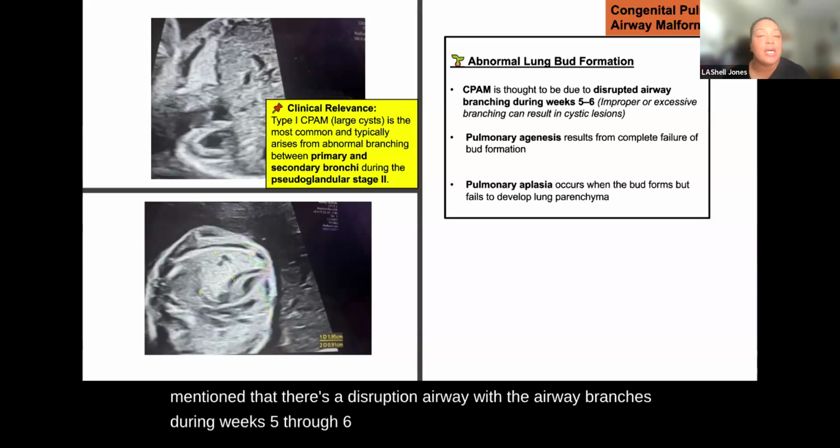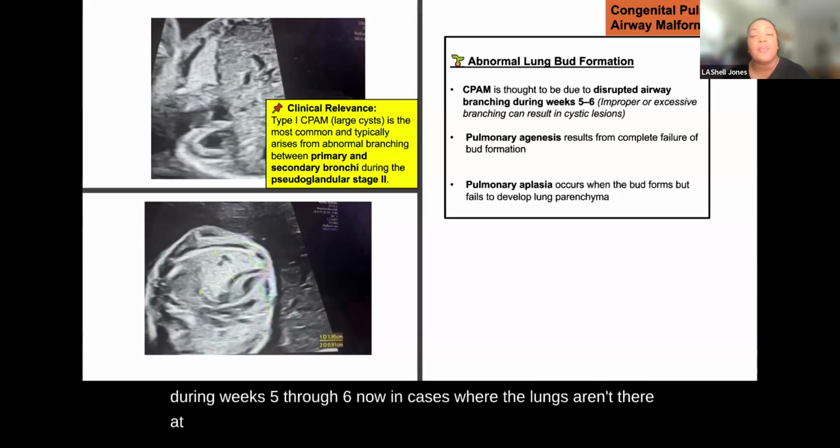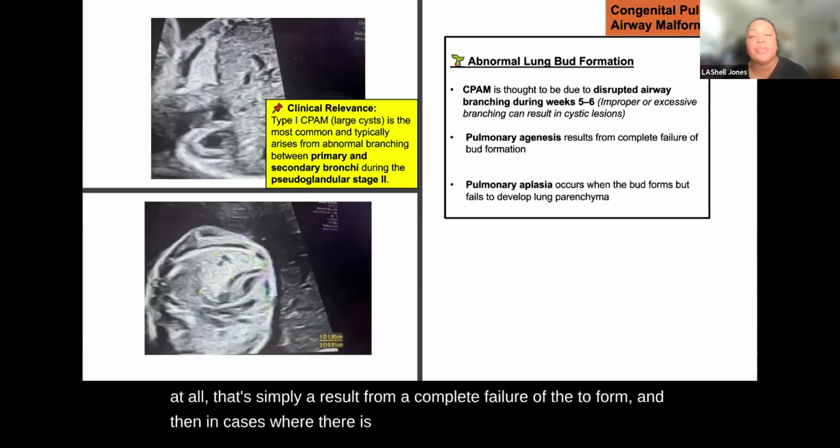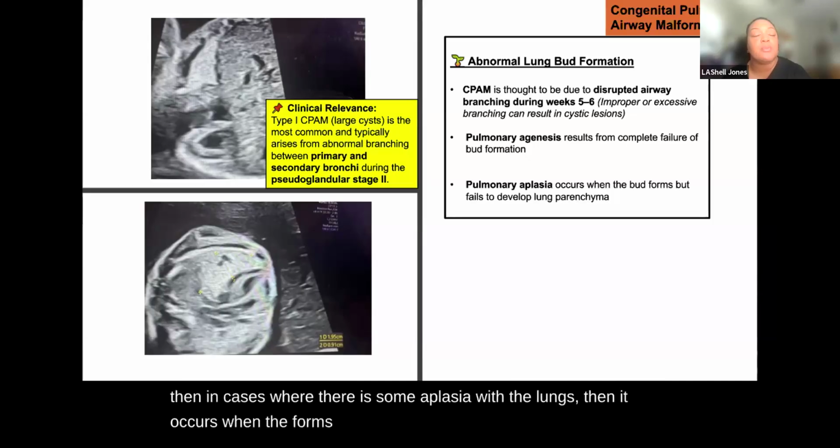Now, in cases where the lungs aren't there at all, that's simply a result from a complete failure of the bud to form. And then in cases where there is some aplasia of the lungs, it occurs when the bud forms, but the lung parenchyma fails to develop. Okay.